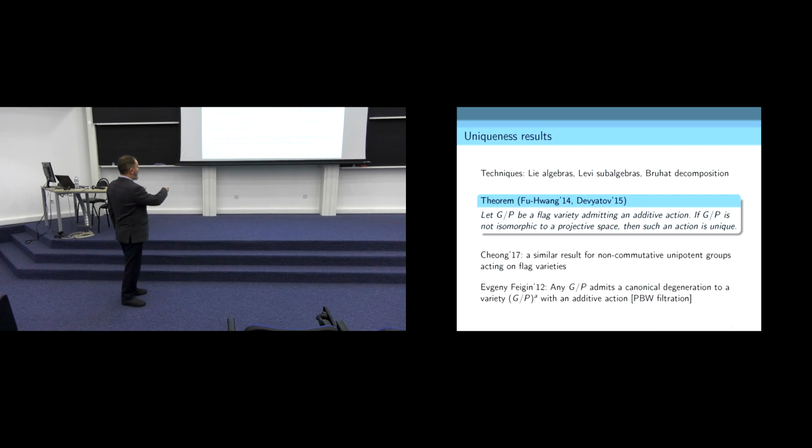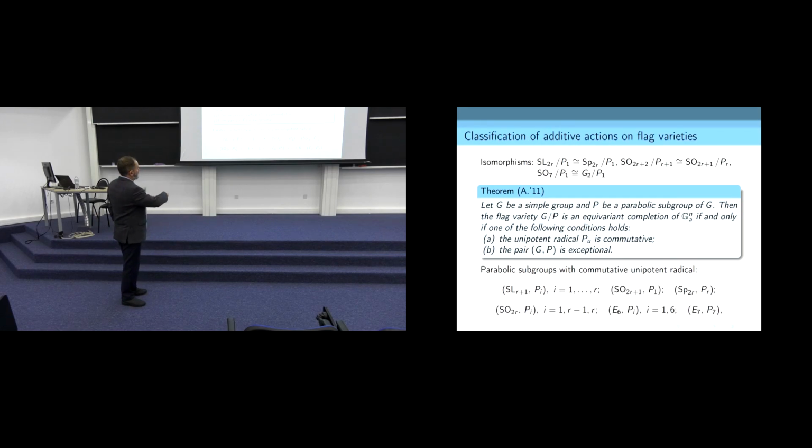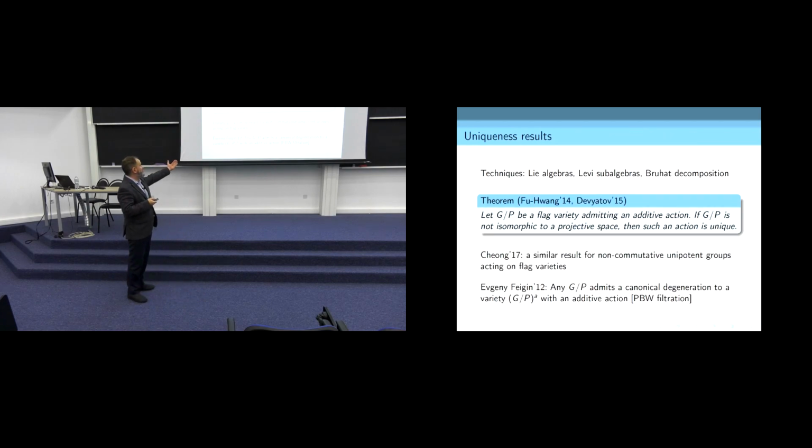So if we come back, this list of parabolic subgroups with commutative radical is rather short. All of them are maximal parabolic subgroups. So for almost all flag varieties, for any non-maximal parabolic subgroup, we don't have an additive action. But we want to have an additive action. We like additive actions. So Zhenya constructed a degeneration of a flag variety to another variety which admits an additive action. And it turns out to be a quite interesting quasi-homogeneous projective variety with many remarkable properties.